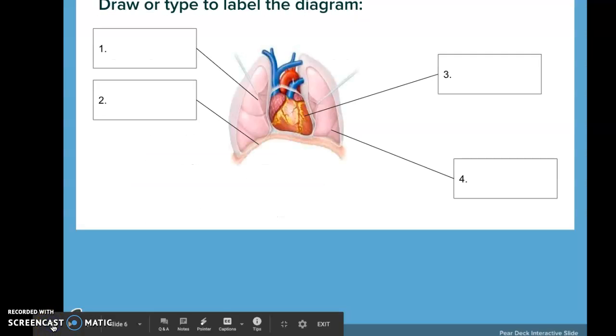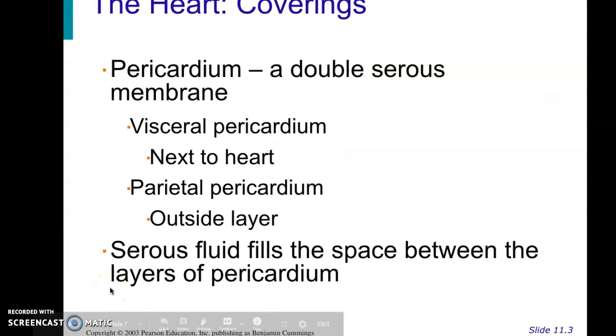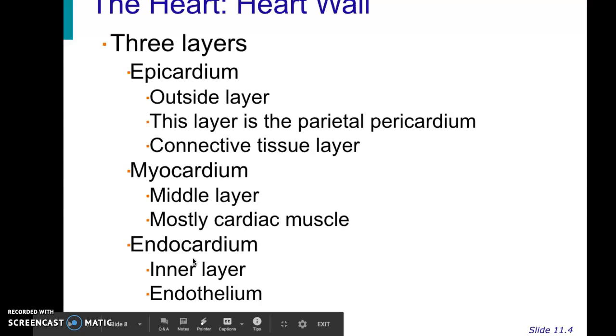Okay, so the parietal pericardium is the one that's on the outside. The serous fluid is the space between. When you're talking about the heart and the lungs, they move when the heart beats and when you inhale and exhale, and that fluid allows those organs to move and glide without hitting a surface that would cause damage.